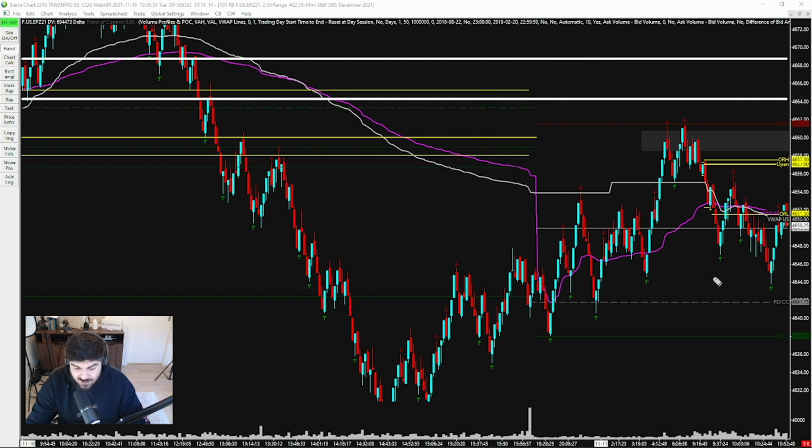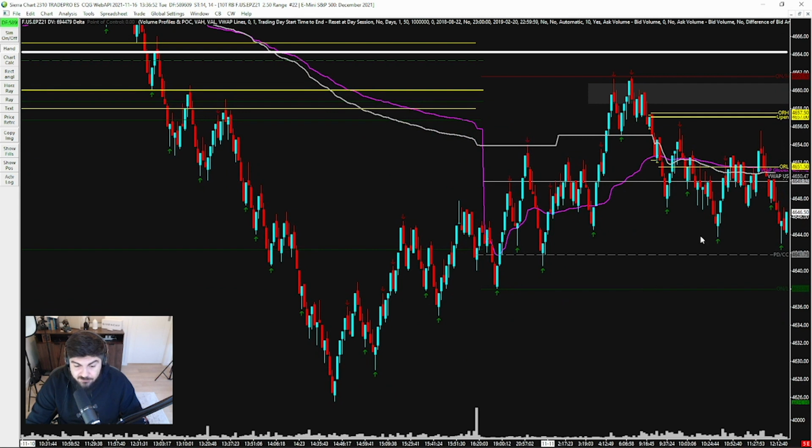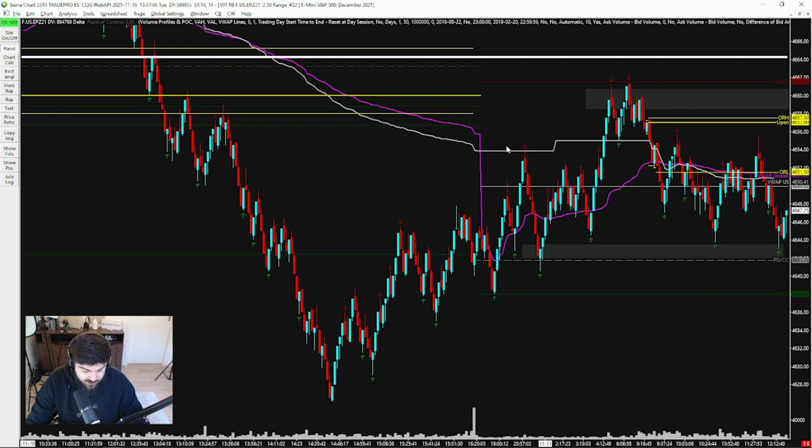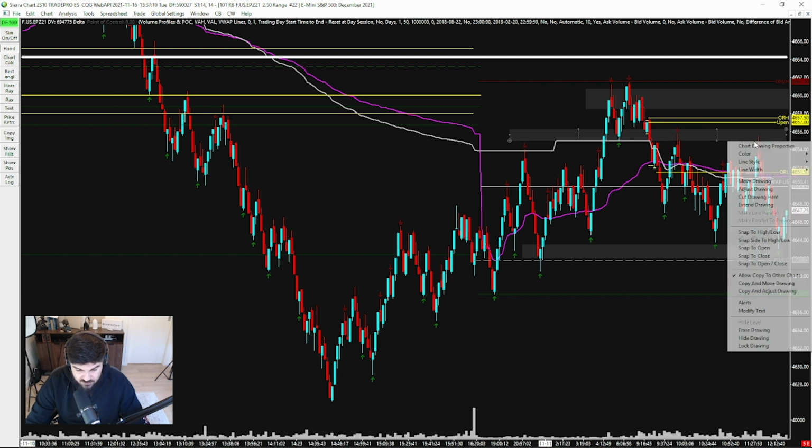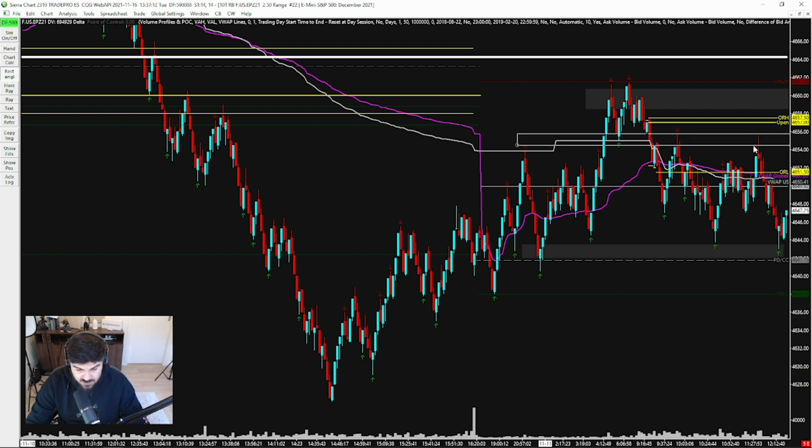So we have a test down. We go up and we fail to break the 56. So now the consolidation is on as long as this 44 holds. So what you could do here is draw a level where you see a developing range, and you just do it by putting a little box here and saying to yourself, okay, this is likely where the range is forming.